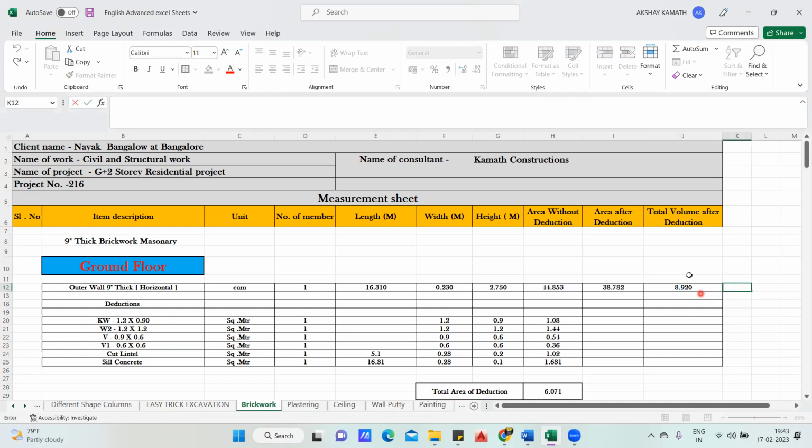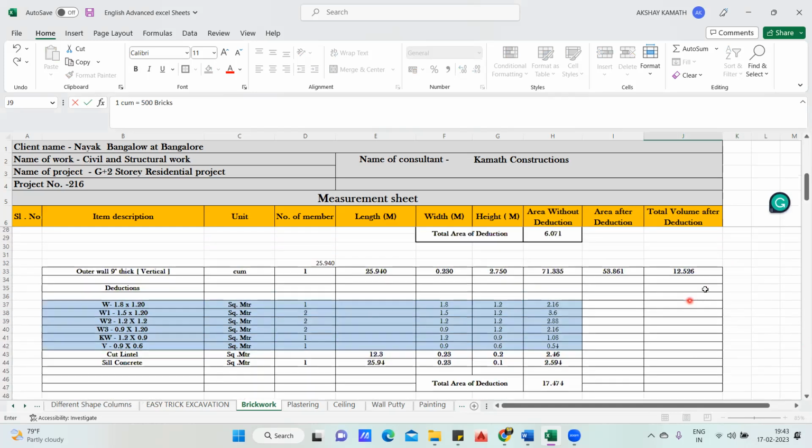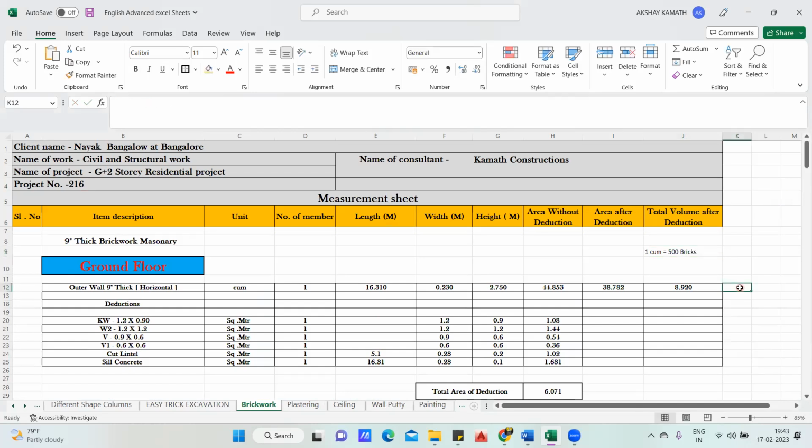So I know for 1 cubic meter, 500 bricks are required. How much cubic meter do I have? 8.9, no? So what I'll do? 8.9 multiplied by 500. Finish. So I require 4,459 bricks.